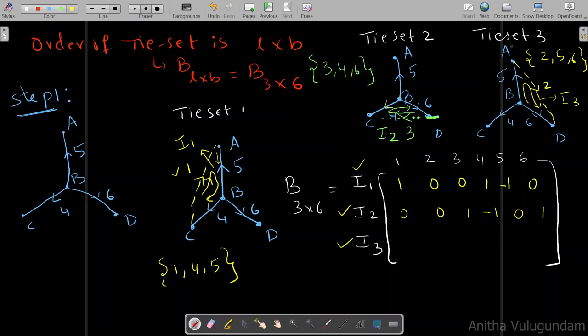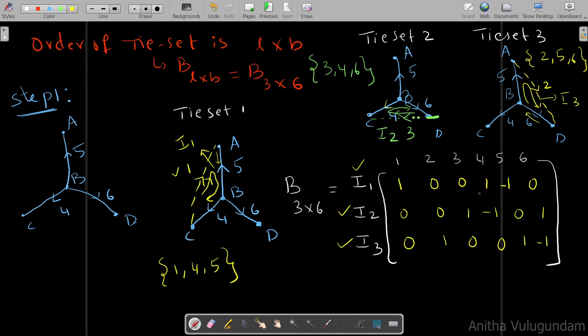I3. See the tie set 3, the branches involved here are 2, 5, 6. The remaining elements will be 0 because the remaining branches are not involved in this loop. Let us see the direction of currents here. Branch current 2 is in the same direction as I3, and branch current 6 is in the reverse direction, because here the flow will be like this. I3 flows in the reverse direction, so we should put minus 1. And here the branch current 5 is in the same direction as I3, so it will be plus 1.